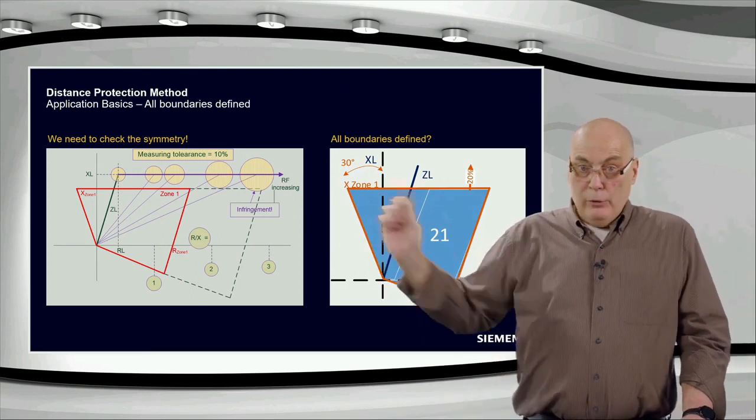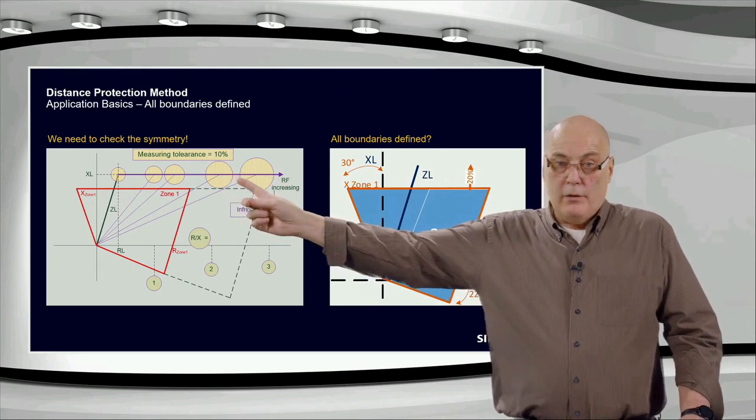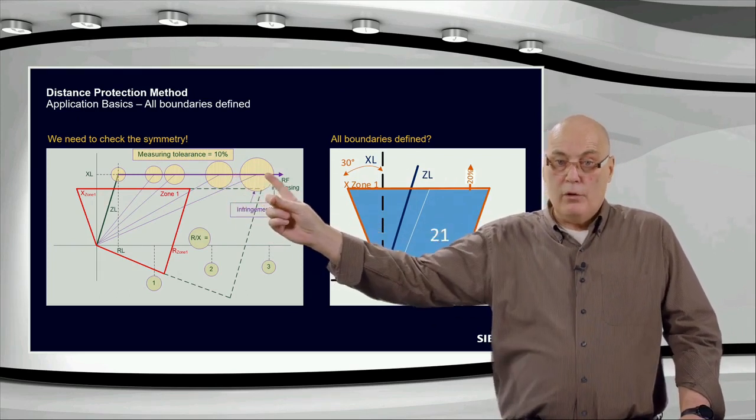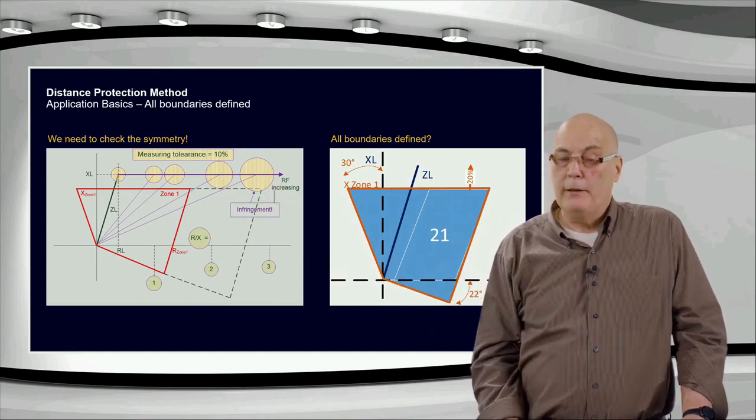So if we now include resistance in the fault on the remote busbar, then it'll move away from where the ZL is on the left there, along this line. The fault is always on the remote busbar, so it's always on this point here. And everything is measured perfectly, but we have a tolerance.